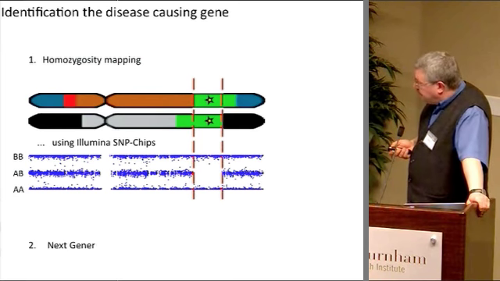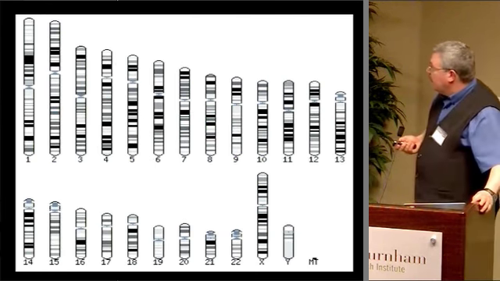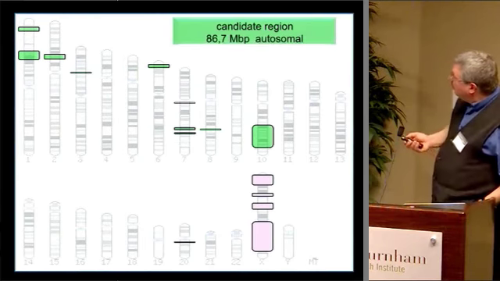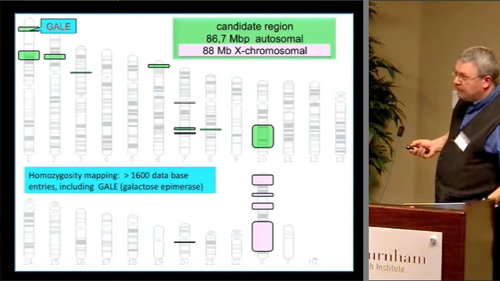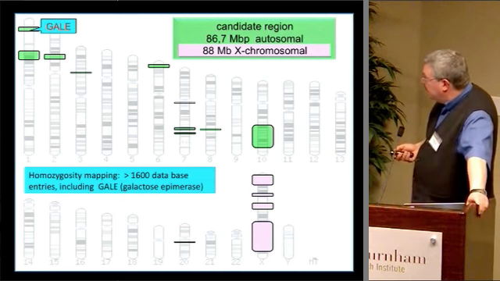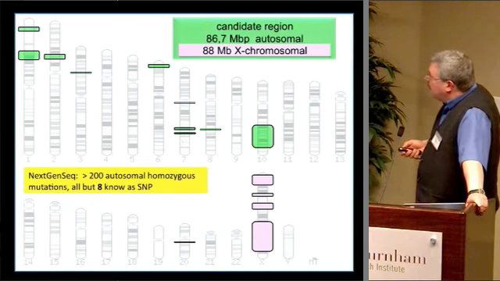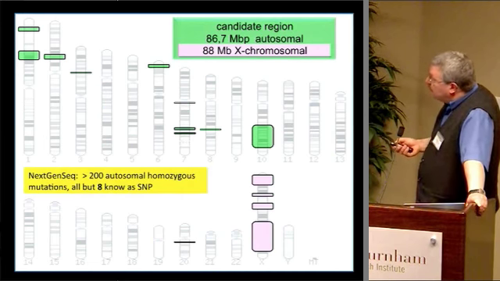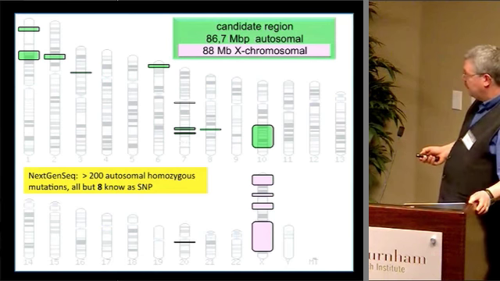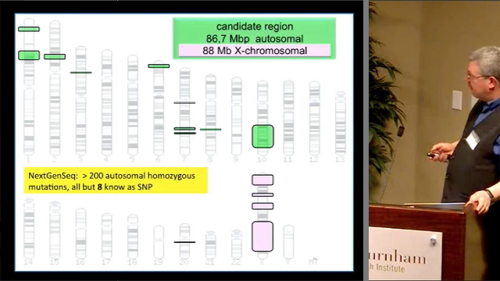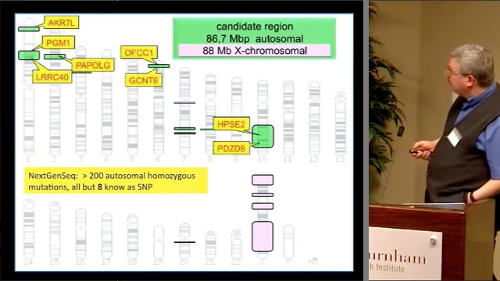And if that doesn't work, then you can do whole exome sequencing. And the results were like this. So if we did the homozygosity mapping, we came up with 1,600 genes that could be candidate genes, including one in the galactose metabolism, which was a candidate once. After next generation sequencing and just focusing on these regions where we knew the gene had to be, we came up with more than 200 genes that could be affected. But after all the SNPs were included, there were only 8 genes left.